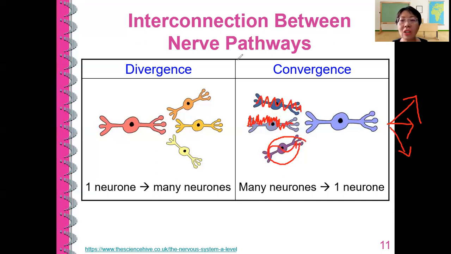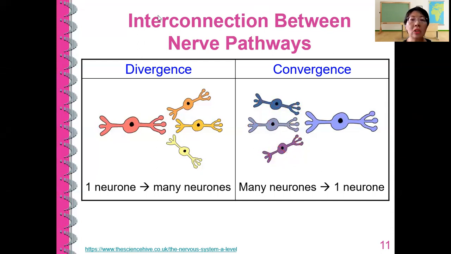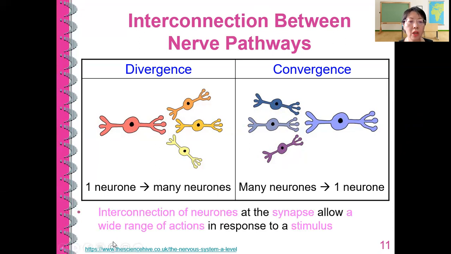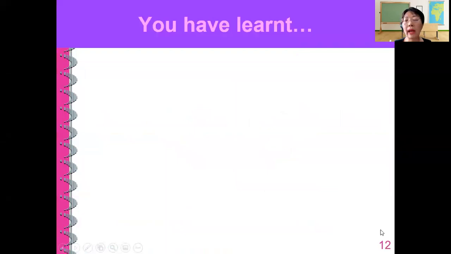Very interesting, right? So therefore, why do we want to have a synapse? Because we want to allow interconnection between different nerve pathways to provide us many possible responses to one stimulus or one stimulus to many responses. So interconnection of neurons at the synapse allows a wide range of actions in response to a stimulus, or an action in response to many stimuli. It's very interesting. So make sure you draw that diagram into your notes.